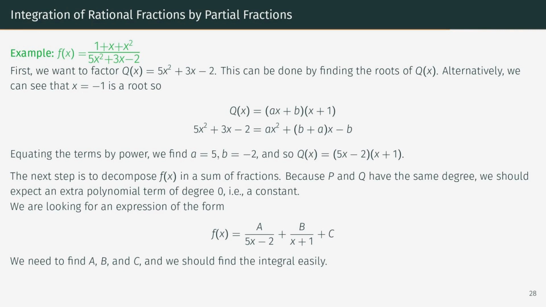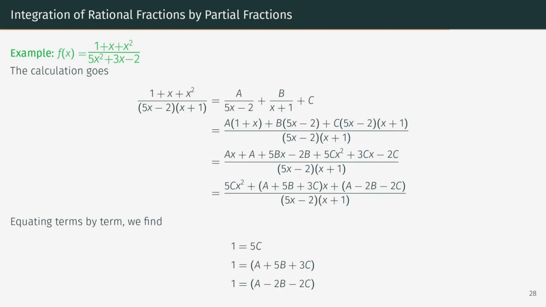The next step is to decompose f of x into a sum of fractions. Since p and q have the same degree, we should expect an extra polynomial term of degree 0, which is a constant. Thus, we are looking for an expression of the form f of x equals a over 5x minus 2 plus b over x plus 1 plus c. We then just need to find the coefficients a, b, and c.